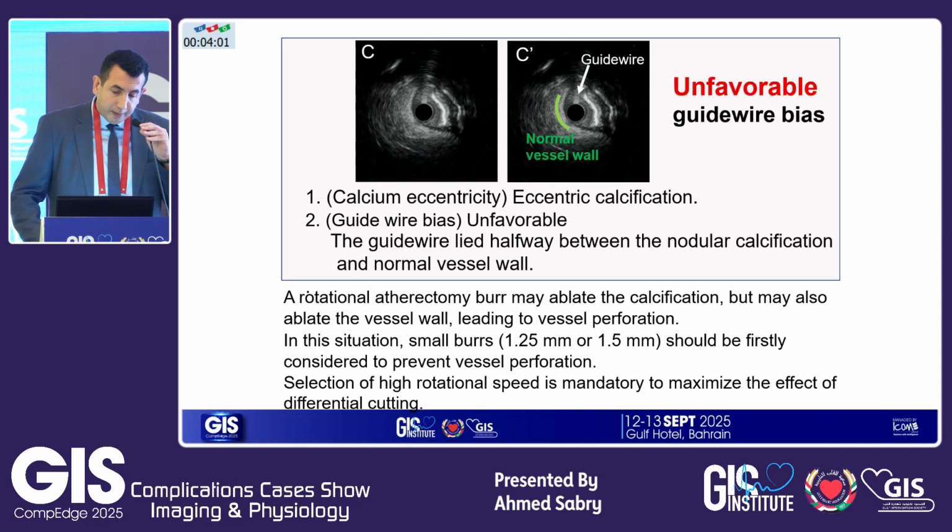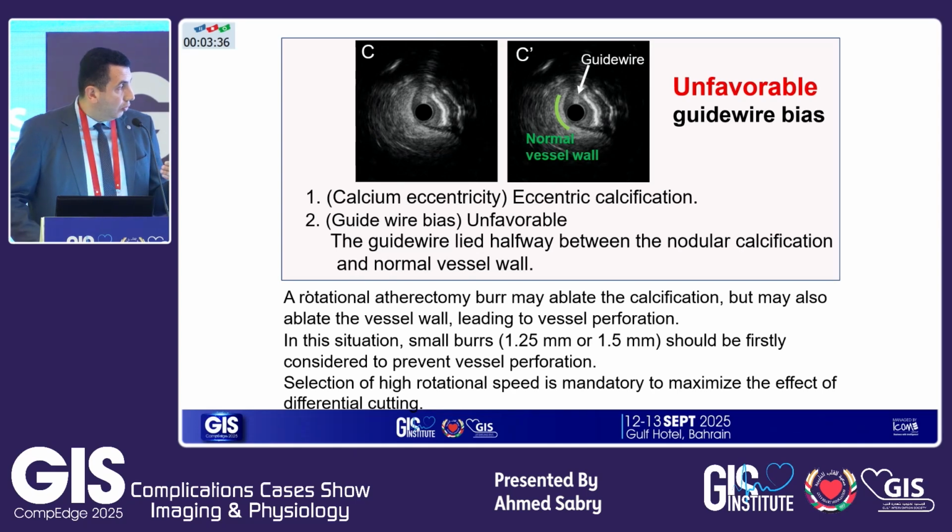So here, it may be able to ablate the calcification, but it may also ablate the vessel wall, leading to vessel perforation. In this situation, we have other modifications or tips and tricks, like using a small burr, 1.25 or 1.5, and also selecting a high rotational speed is mandatory to minimize the effect of differential cutting.